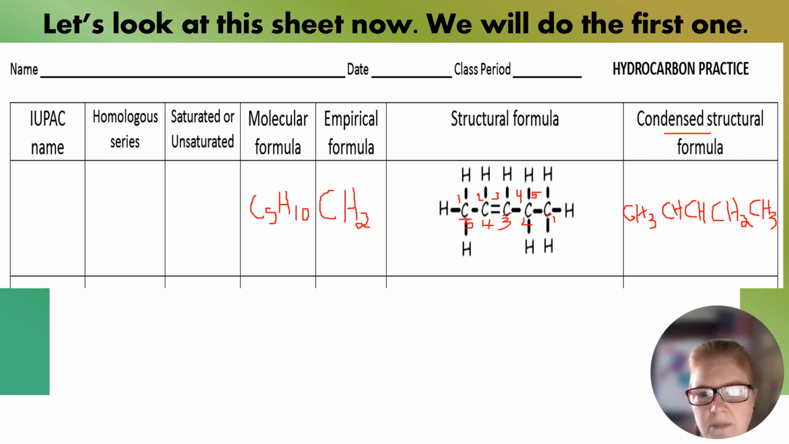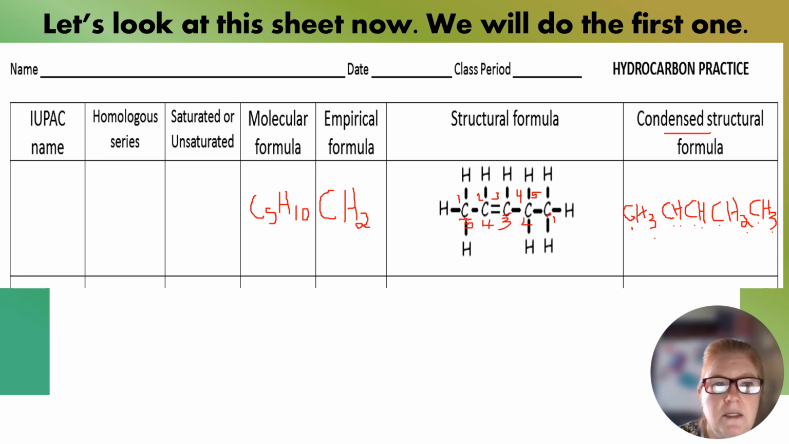And we can check and make sure we have 1, 2, 3, 4, 5 C's. 3 H's plus 1 is 4, plus 1 is 5, plus 2 is 7, plus 3 is 10. Perfect. I accounted for everything. All right. Now, we need homologous series and saturated or unsaturated.